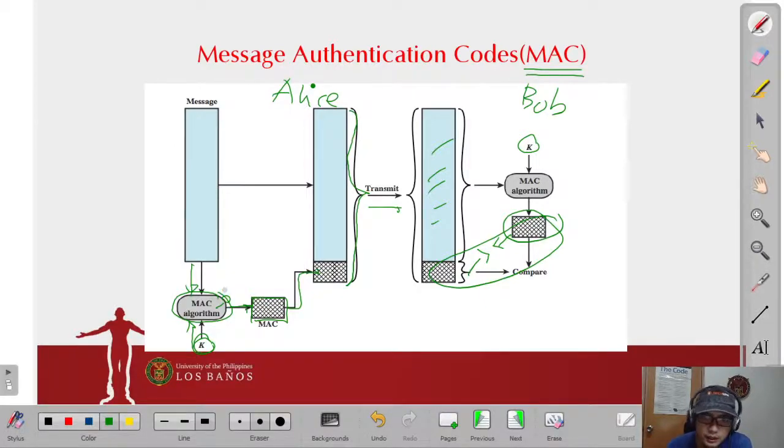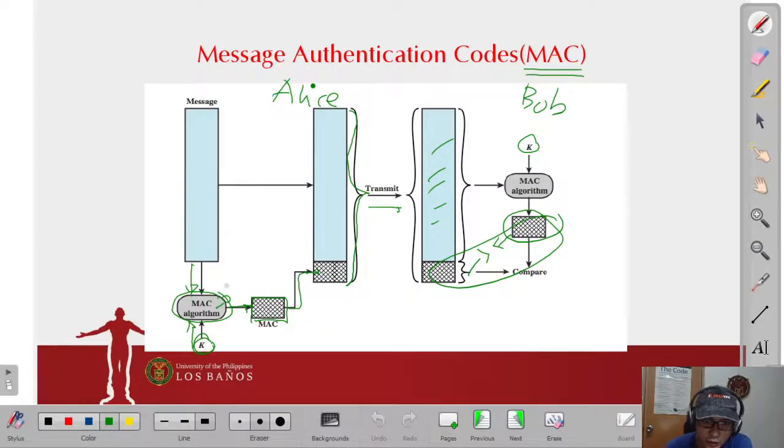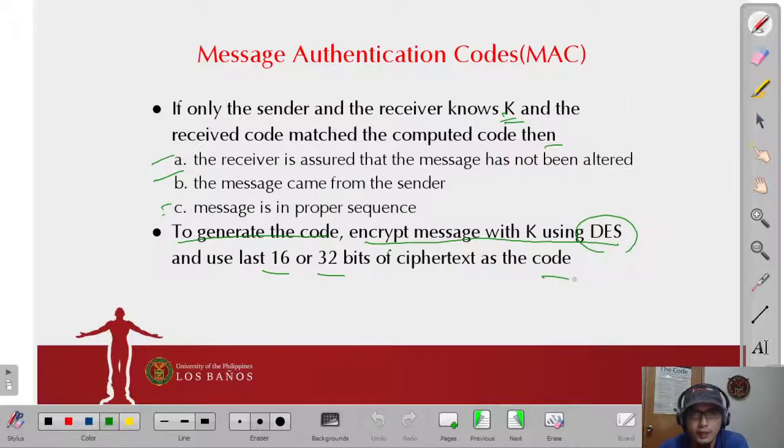How do we use this? A common approach to generate the code is to encrypt the message with the key K using DES as described earlier, and use the last 16 or 32 bits of the ciphertext as the code. So that means this will be a DES. You run DES here, and then you extract the last 16 bits or 32 bits of the ciphertext, and that will be the MAC.